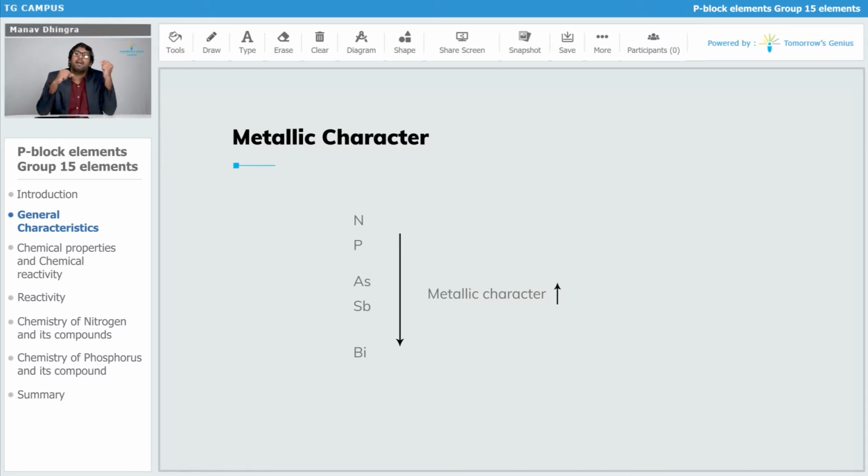So as you can see, nitrogen and phosphorus are non-metals, while arsenic and antimony are metalloids, while bismuth is a metal, right? So if the electropositivity is increasing, your metallic character will also be increasing.